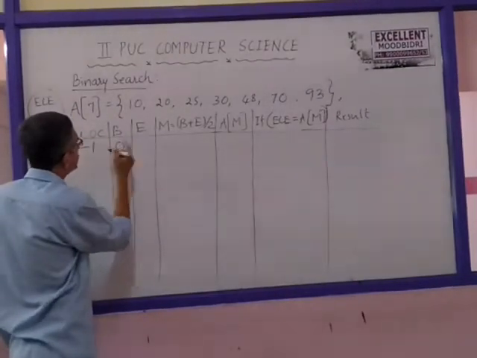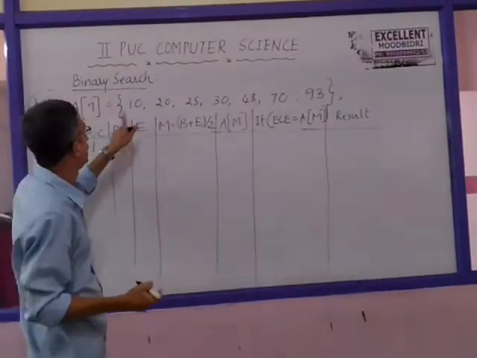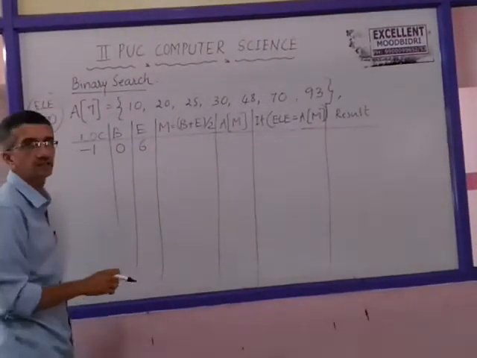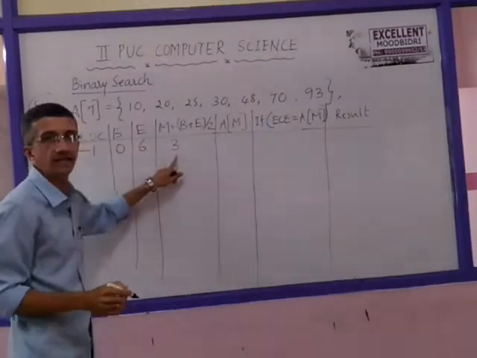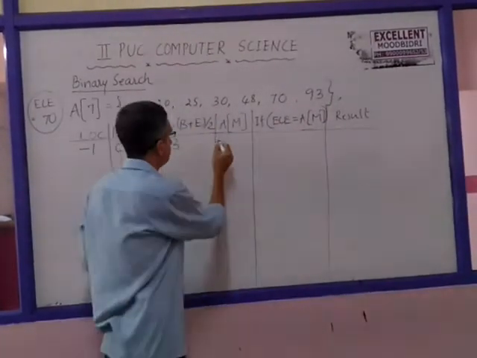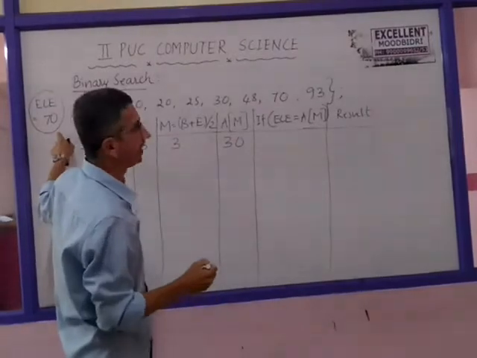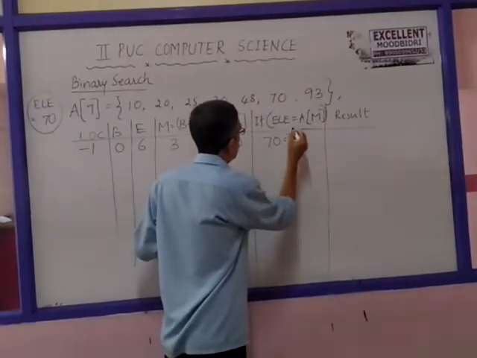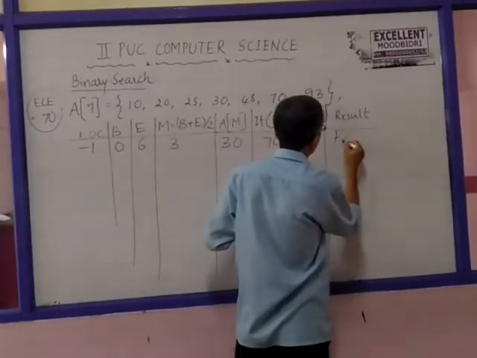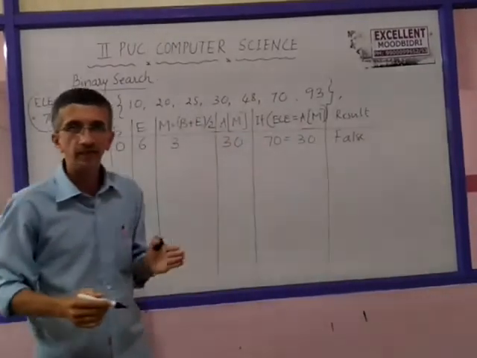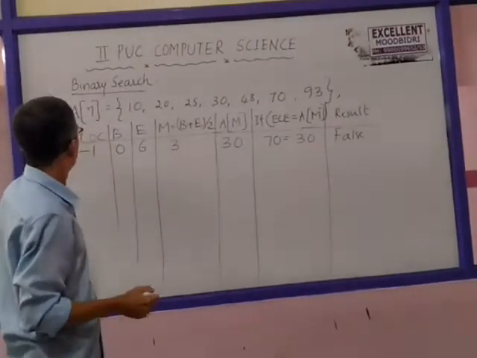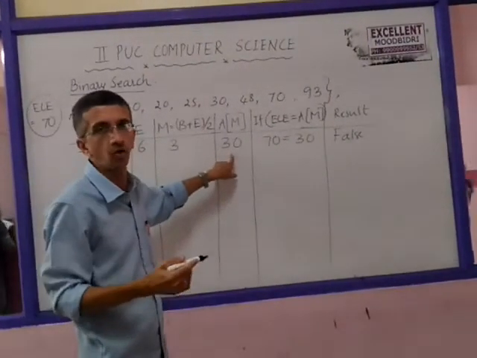Beginning is 0 always, end is n minus 1. N is 7, so n minus 1 is 6. So beginning plus end by 2 is 0 plus 6 by 2, which is 3. Mid index is 3. Element at the middle, A of mid, is 30. Now compare: the search element 70 is equal to 30, true or false? False. So it is not the middle element. Then find out whether the search item is less than the middle item. Is 70 less than 30? No, it is more.